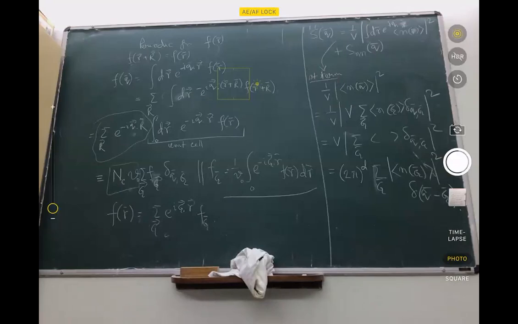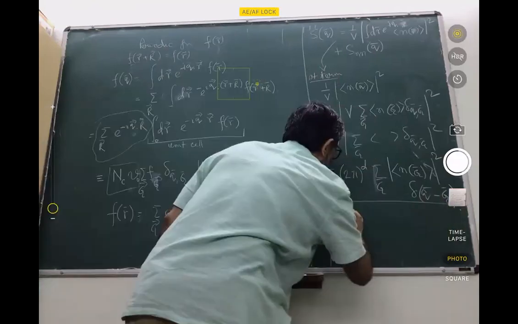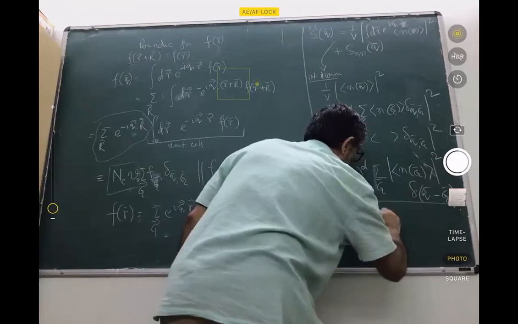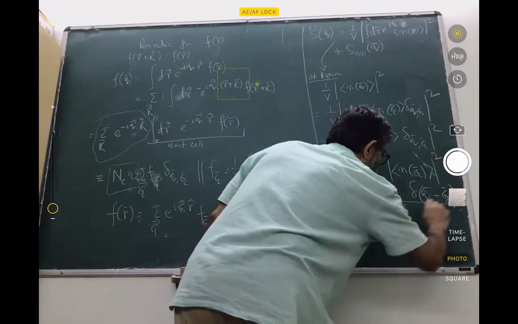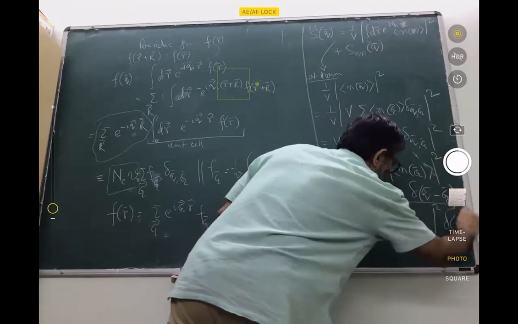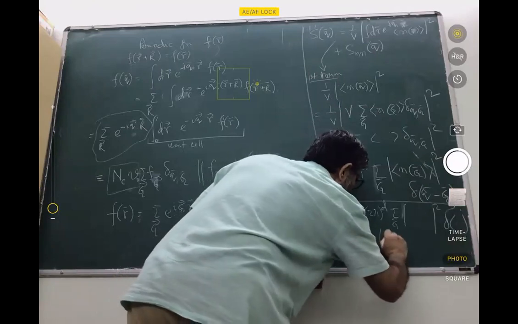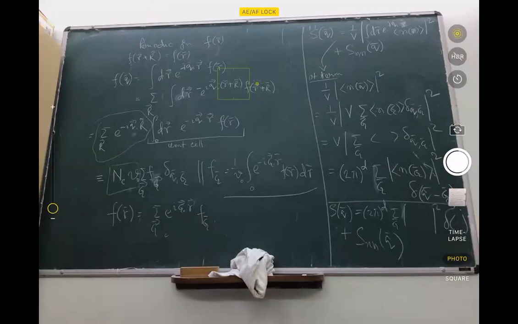And this S of Q will now be this thing. Is a delta function plus S of Q plus a function. Good.